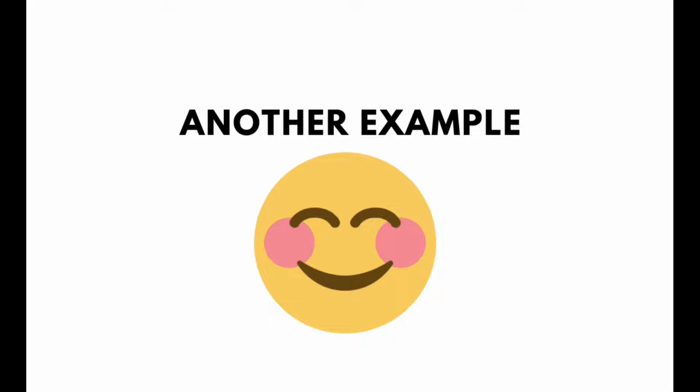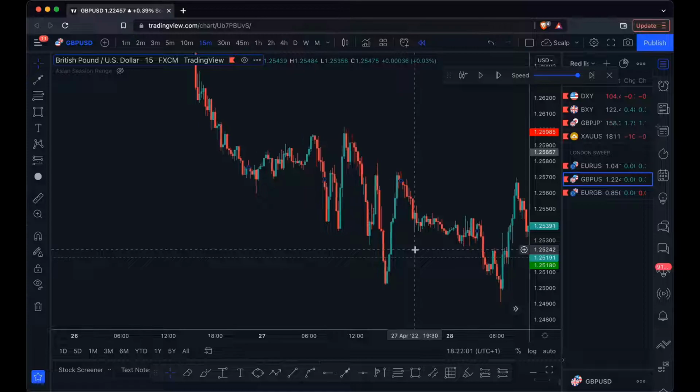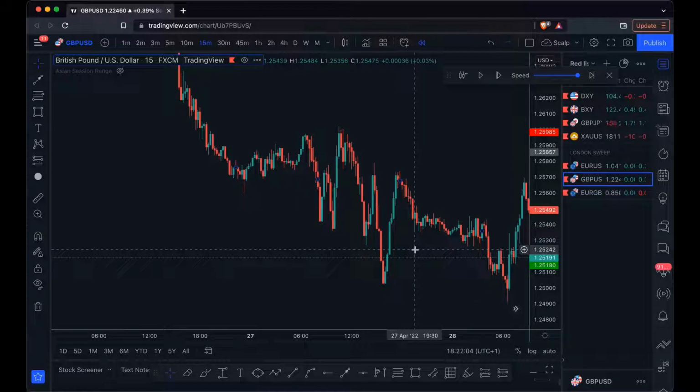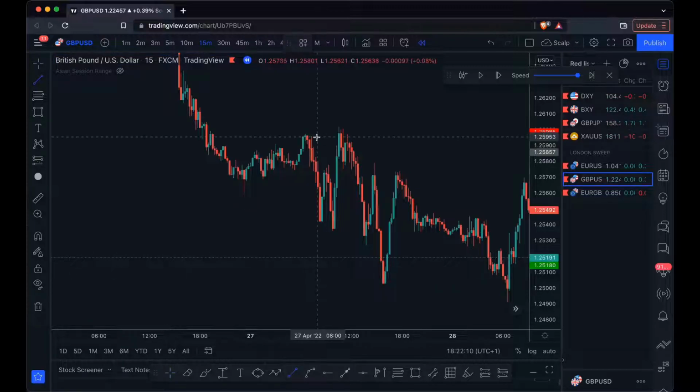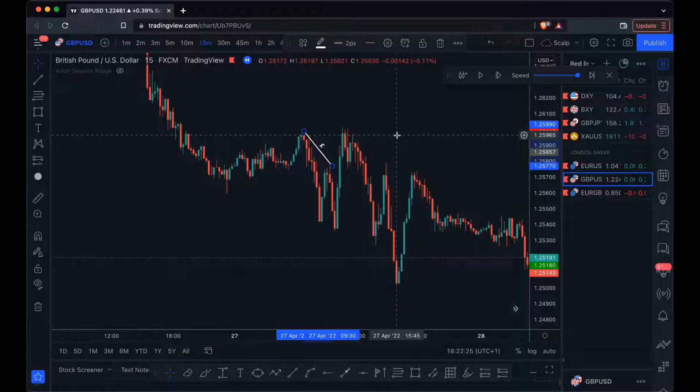Another example, which is a bit more difficult to spot but is also valid, is this one over here. This is more of a redistribution, and this is what happens when price is at a low already but wants to be sent lower. So first, we're looking for the buildup of liquidity, and we can see that in the form of this mix between relative equals and trend line liquidity over here. And then we get the liquidity grab.